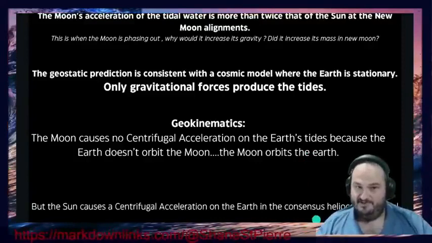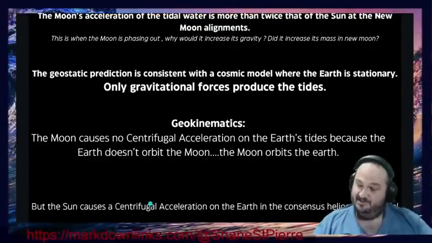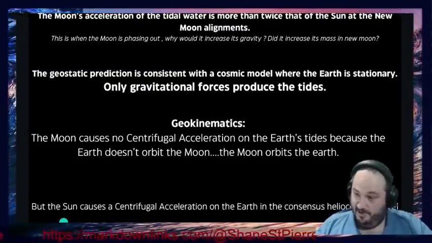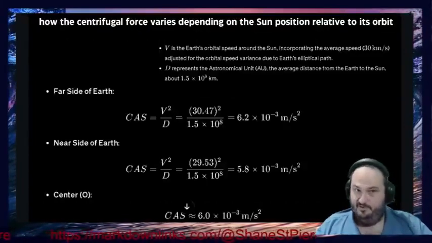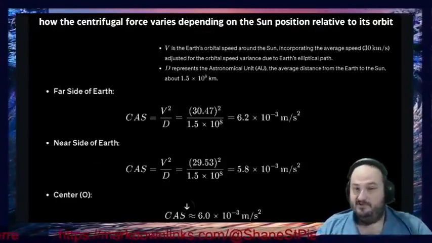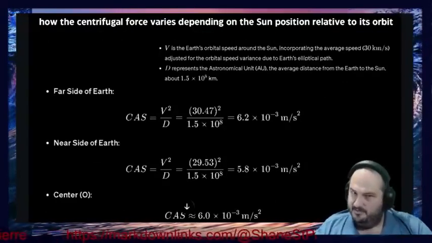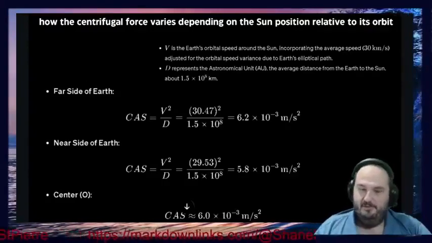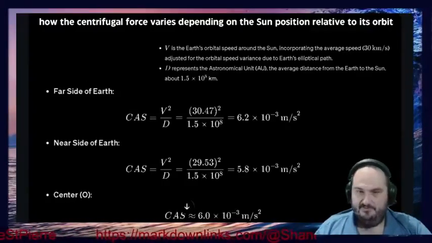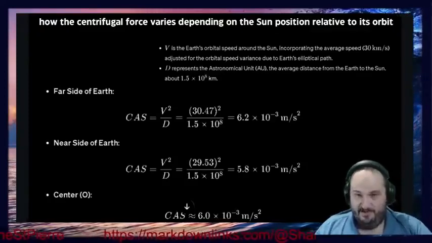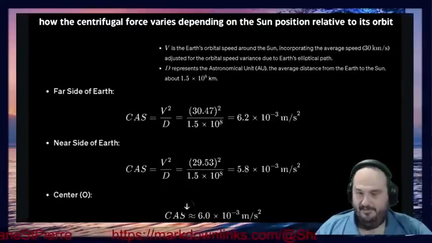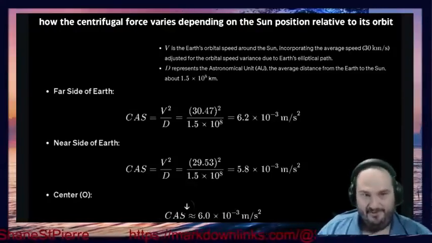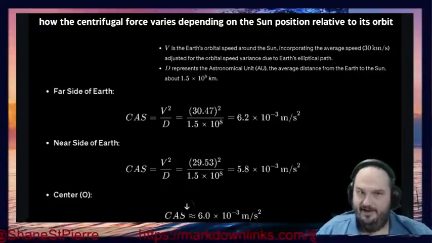Crazy, right? So the sun actually causes a centrifugal acceleration on the Earth in the consensus of the heliocentric model, or it would have to if it was orbiting the sun, right? Or if we were orbiting the sun, or if the sun was orbiting us, it would be a little bit different, right? So how the centrifugal force varies depending on the sun. I'm just going to use v as the Earth's orbital speed around the sun, incorporating the average speed of 30 kilometers a second, and then adjusting for the ecliptical path for speeding and accelerating and slowing down, right? And we have some math to figure out for the centrifugal force.